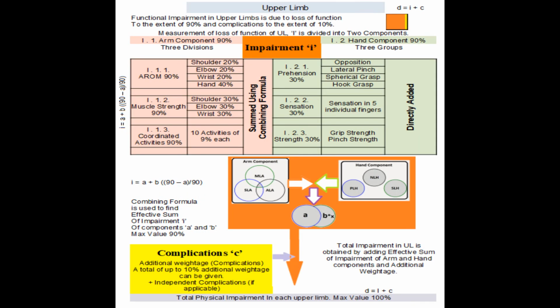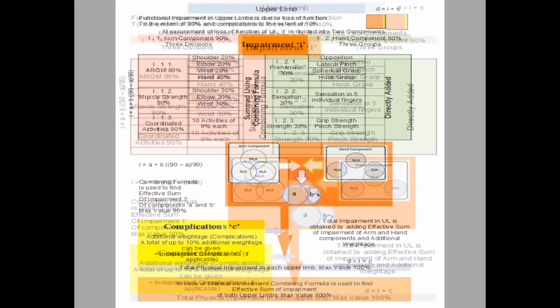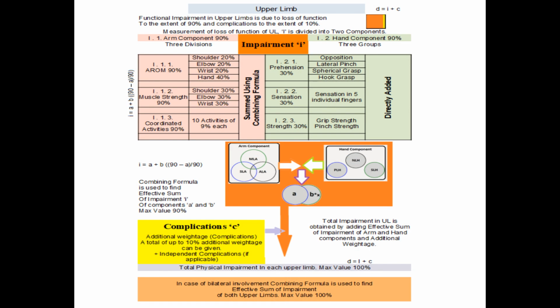Now we have both I and C. Let us directly add that I value to this C value to get medical disability D of the limb. If there is valid EXEIC, we have to add that too at this stage. That is the end of the formula D is equal to I plus C. Finally, let us go to the last step in the flowchart. In case of bilateral involvement, values of left and right upper limb are combined using combining formula. So, we get a single value for the whole upper limb in the locomotor system. That completes the flowchart for upper limb.